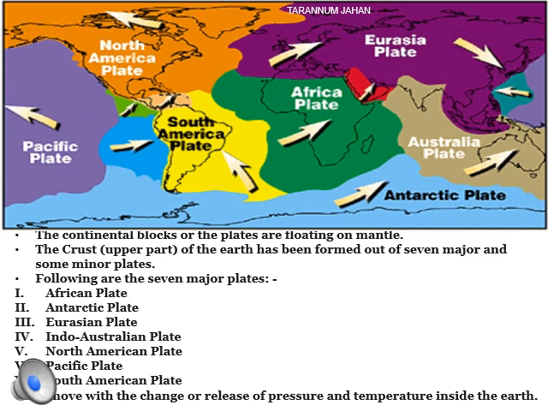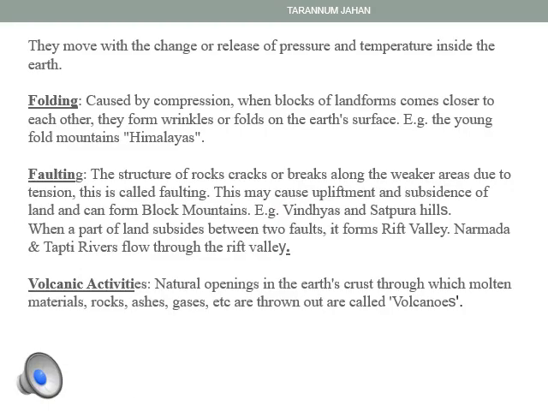Now how does the movement of these plates occur? Let's discuss. There is always a change in the earth's crust due to certain pressure and temperature inside the earth. So how do this pressure and temperature act inside the earth? The first one is folding. The folding occurs in the crust of the earth's surface. Now how does this folding occur?